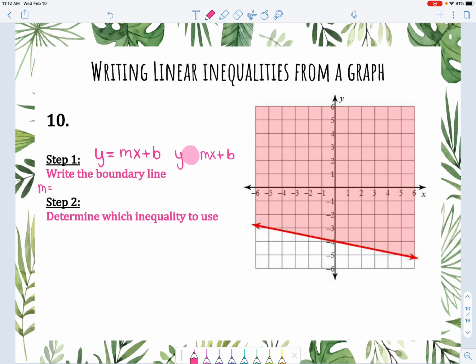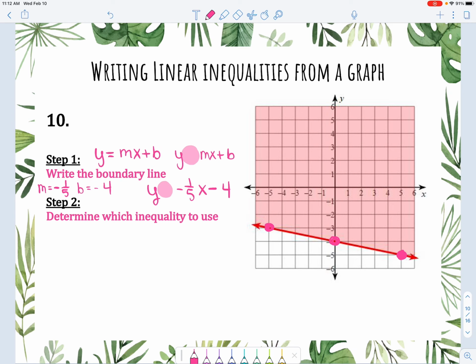So let's start by finding the slope and finding the b value. Well, my b value is right here on the y-axis at -4. And if I pick another nice lattice point, here's one, and here's one, and I rise and run, I'm just going to go down to that other point. I would go down 1 and to the right 1, 2, 3, 4, 5 times. So my slope is -1/5. So to begin my boundary line, it's y, I'm going to leave a space, -1/5 x minus 4.